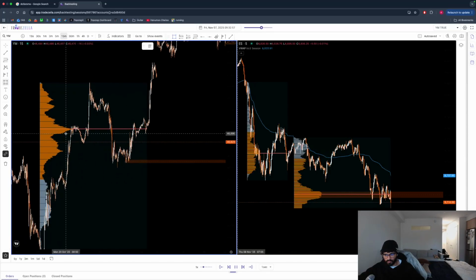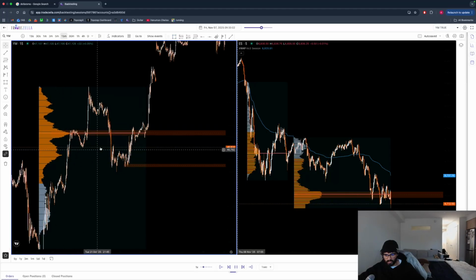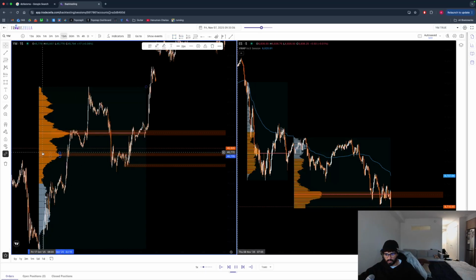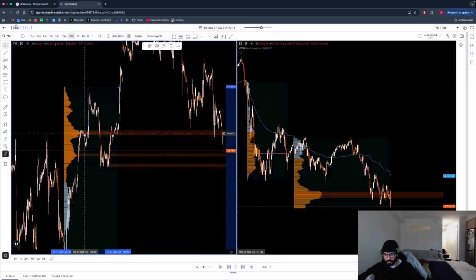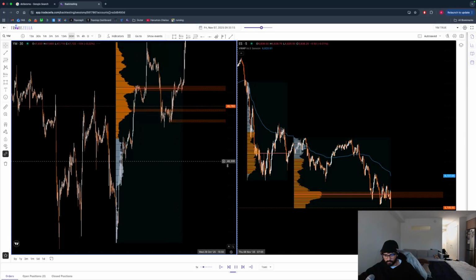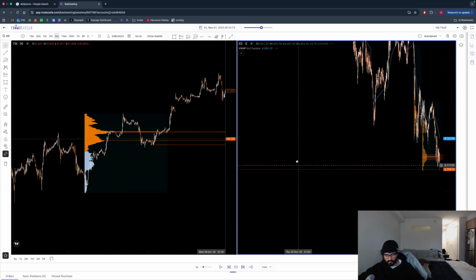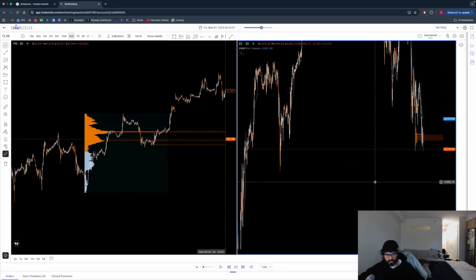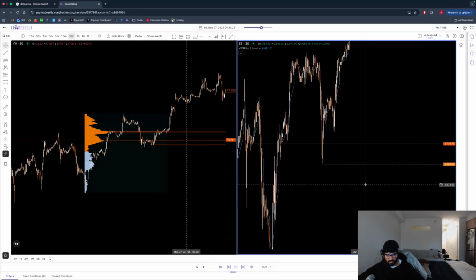So you can see there's one historic HVN right here, and there's a little nodule right there. I'm going to be looking at these as inflection points. And on ES, there's a low.